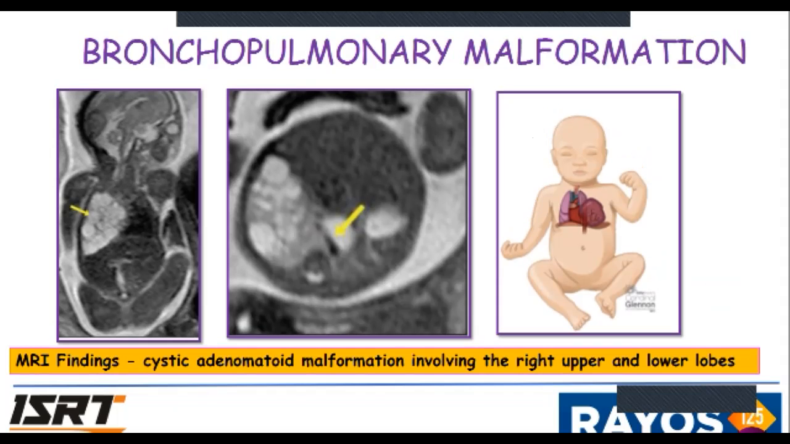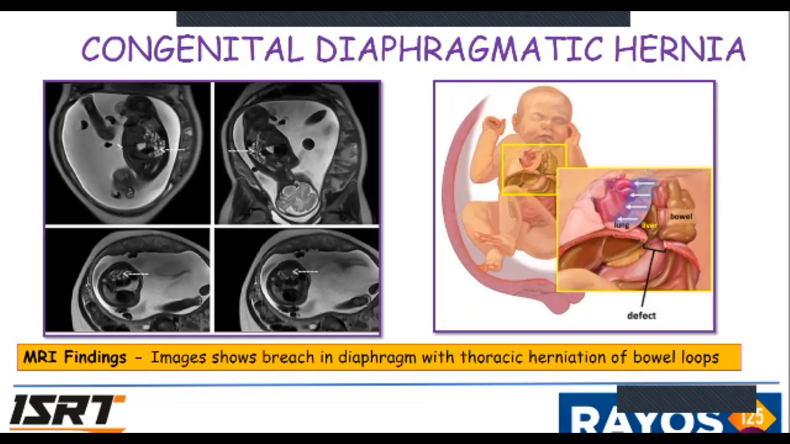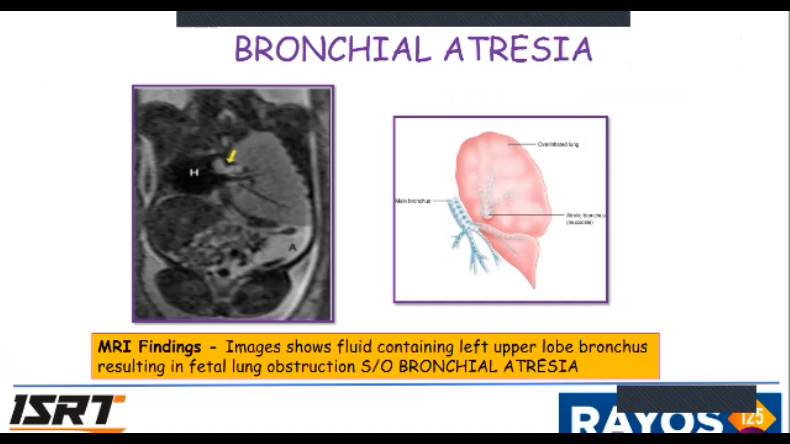Here, congenital adenomatoid malformation is involving the right side of the lung, involving the upper and lower pole. And congenital diaphragmatic hernia is the condition where fetal lung volume will be reduced as the bowel is herniated through the diaphragm region. Images show a breach in the diaphragm with thoracic herniation of the bowel loops.